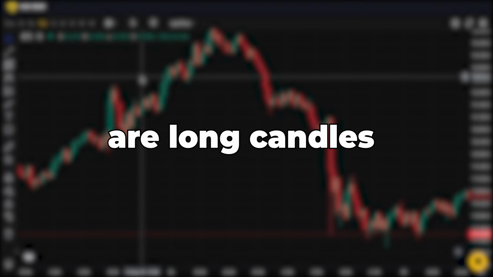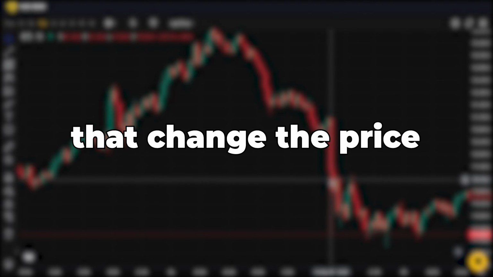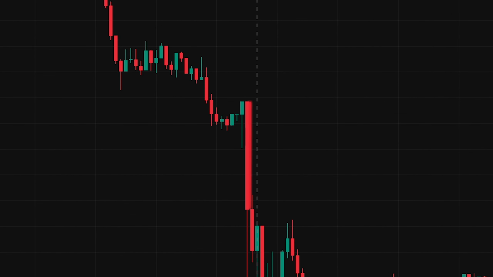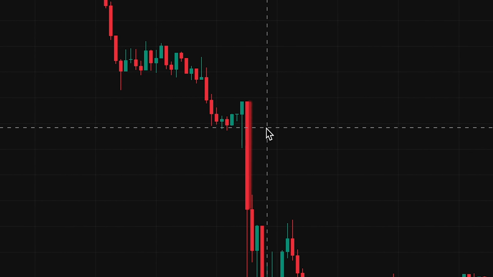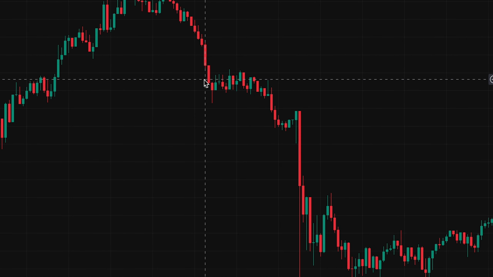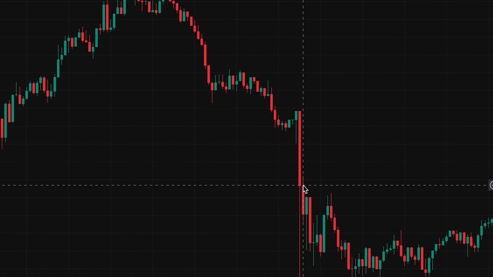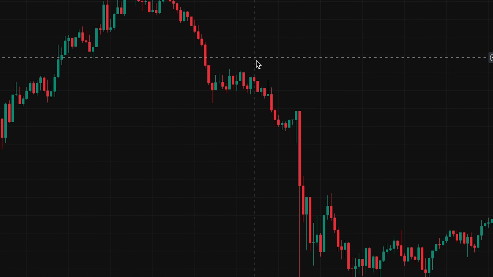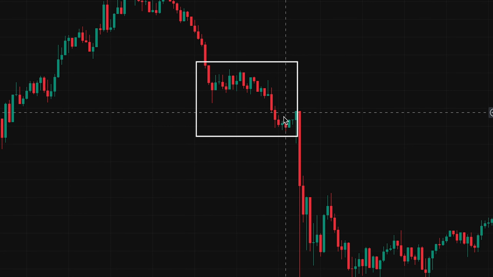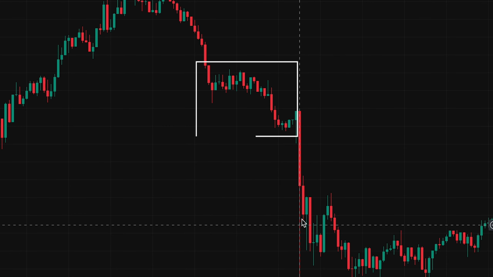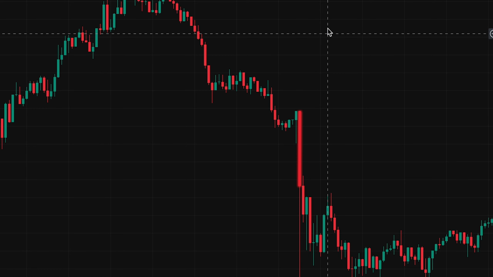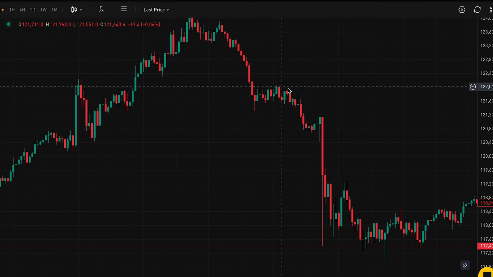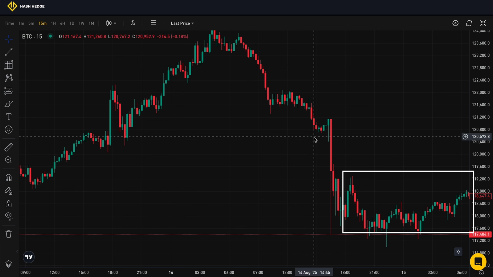Fair value gaps come from long candles that change the price of an asset dramatically. Such candlesticks often appear when there is important news or statistics on the market, or a big player enters the deal. You have the market valued at about this level, and suddenly something happens. We have a sharp upward candle or a sharp downward candle, which breaks the value. Now, fair value is not at these levels, it's at these levels right here.